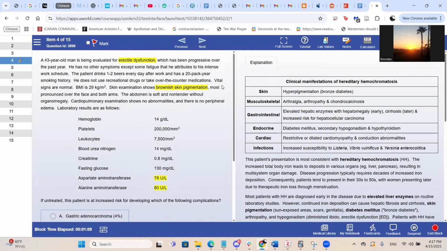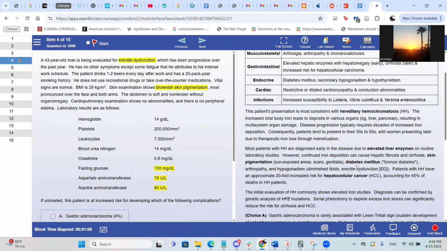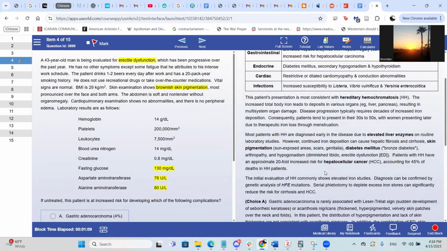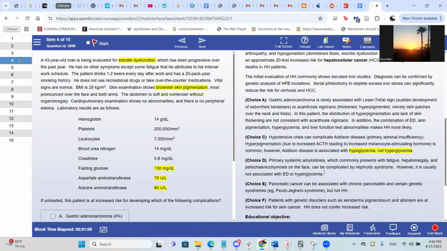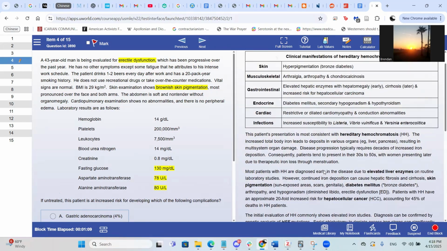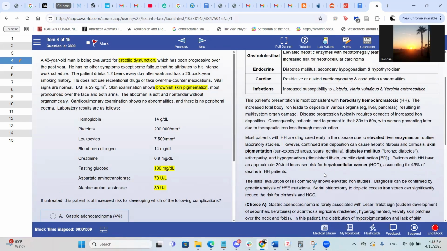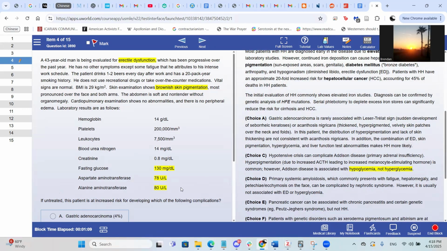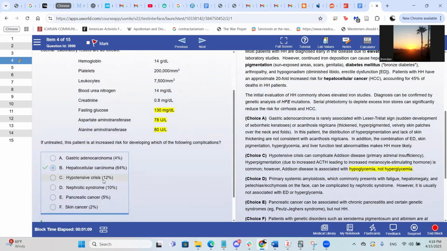cirrhosis and HHS. Oh, right, I didn't mention the blood glucose that will contribute to HHS. So those three things, again, it's the bronze diabetes. If you know that mnemonic and you know that HHS is a common cause of cirrhosis, I think you'll be golden here.